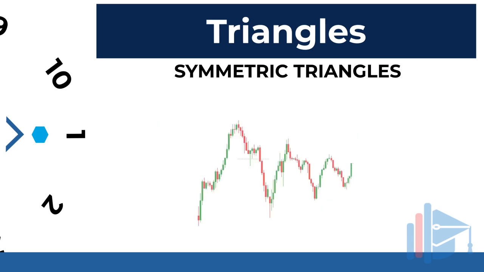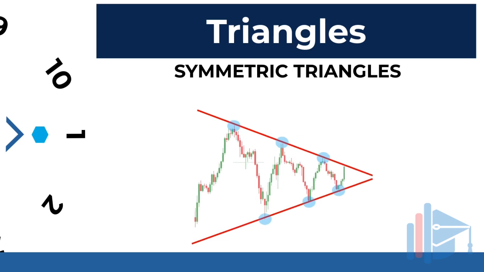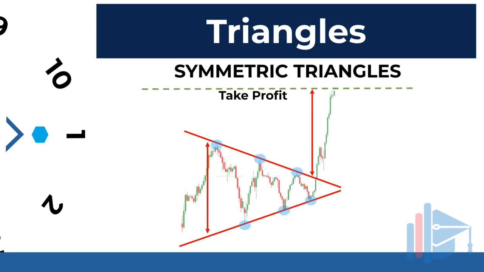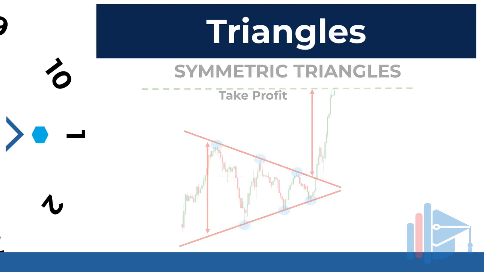Symmetric triangles reflect market indecision, where buyers and sellers are in a state of flux. As a result, the highs and lows draw closer together, with neither side gaining a decisive advantage. To trade the breakout of a symmetric triangle, measure the distance of its widest point, or the vertical height of the triangle, and project this distance in the direction of the breakout to establish a price target. The opposite trend line serves as a logical point for placing a stop loss to manage risk effectively.